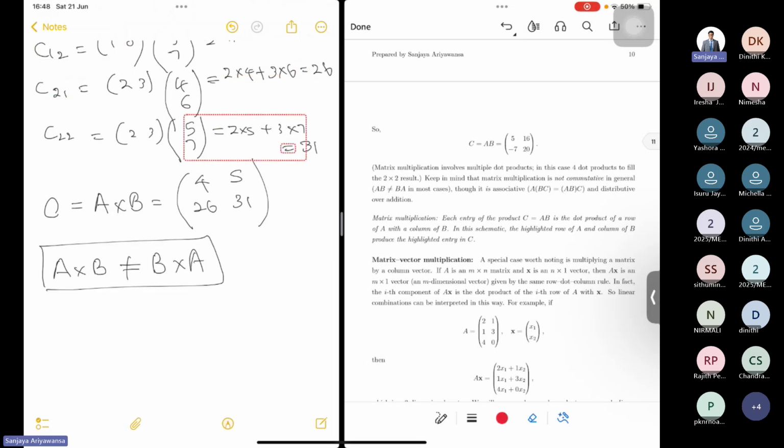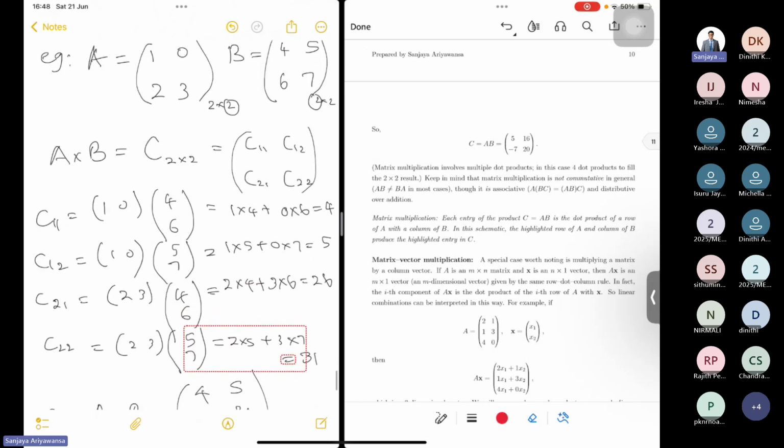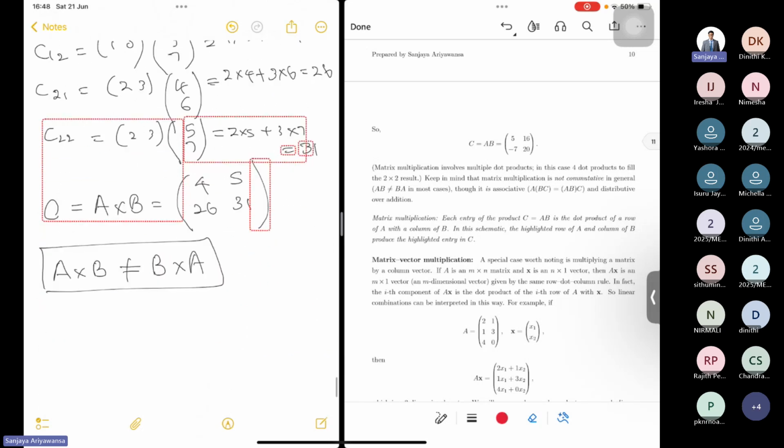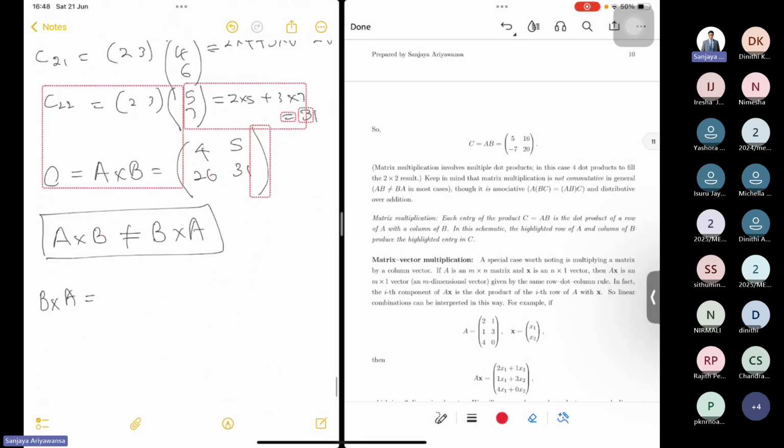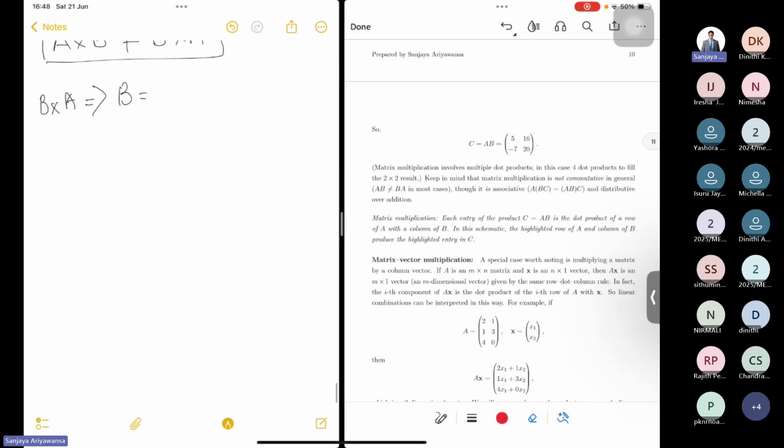Now, what's interesting is that in matrix multiplication, A times B does not always equal B times A. There are only special occasions where these two are equal, but not in all occasions. So if you were to calculate B times A here, in our example, what would we get? Let's write down the matrices again because it's easier. B was 4, 5, 6, 7. A is 1, 0, 2, 3.